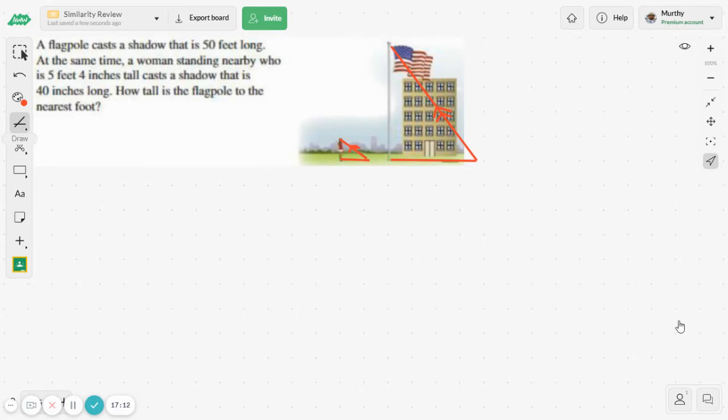Therefore, these two are similar triangles. How? I see that here it is 90 degrees because the flagpole is perpendicular, and the woman is also standing perpendicular. And since the sun rays are parallel, the corresponding angles are equal. The woman is 5 feet 4 inches tall, casting a shadow of 40 inches on the ground, and the flagpole's shadow is 50 feet long. The question is how tall the flagpole is.